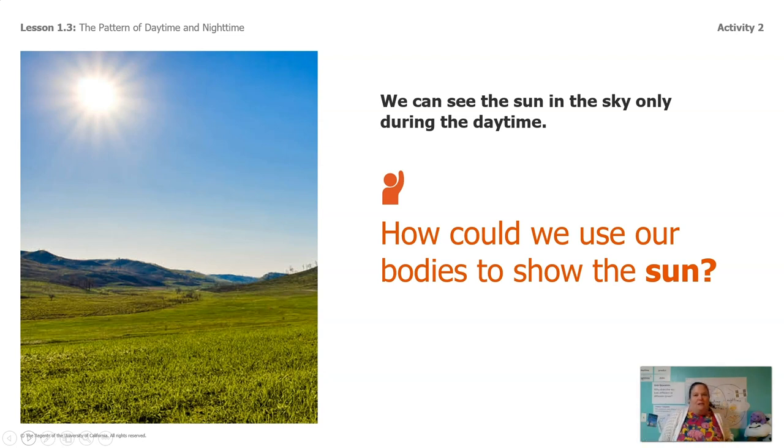So how could we use our bodies to show the sun? Lavender helped me out with this one too, because I don't have you guys here with me. Do you guys have an idea of how we could use our bodies to show the sun? Lavender and I talked about this yesterday, and we decided the best way to show the sun would be to go like this, to make a big circle above our heads. Can you see my circle? Okay. What do you guys think? Is that okay? Can we show the sun like this? I would ask you, but you're not here to ask. So here's the sun.